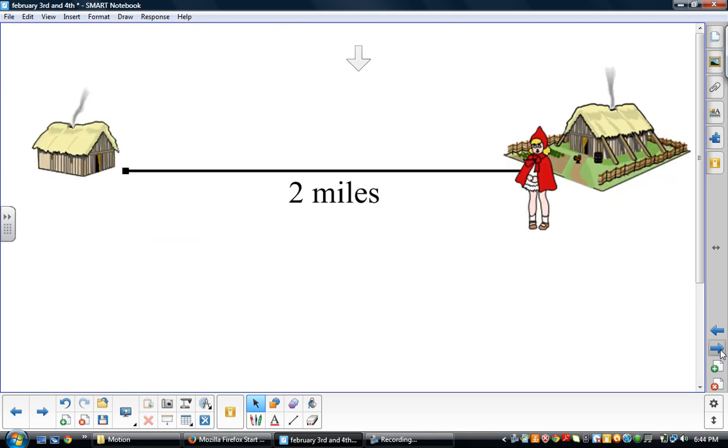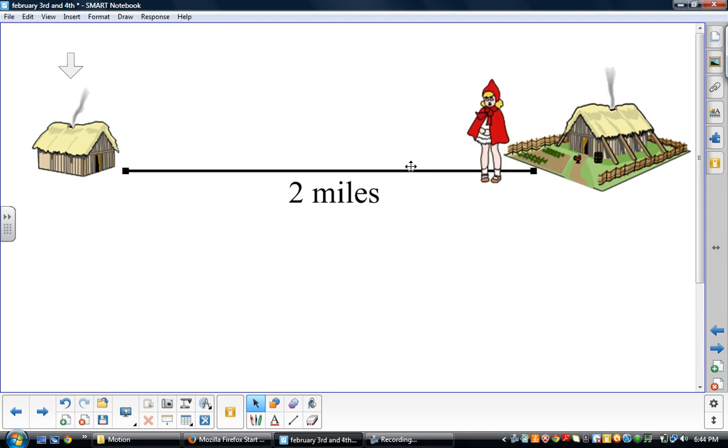Alright, we are going to talk next about the difference between speed and velocity. And to do that, we have to define two other words, which are distance and displacement. So, Little Red Riding Hood is going to help us tell a story to help us learn the difference between speed and velocity. So this is Little Red Riding Hood at her house, and over here we have Grandma Hood's house. And Little Red Riding Hood is going to go visit Grandma.